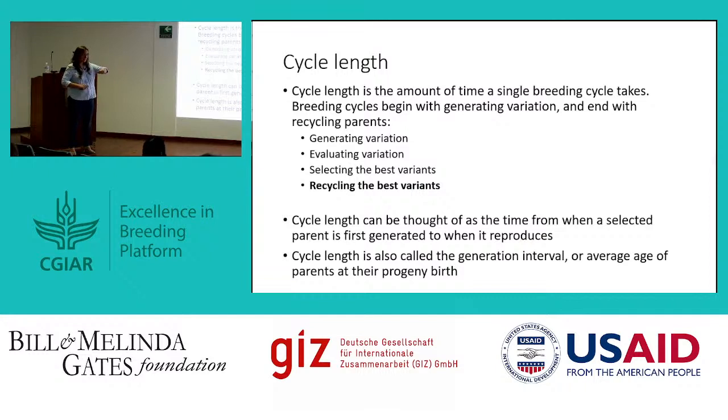So that breeding cycle begins with generating variation, like we saw in the first slide, and it ends when you recycle the parents. So just like those steps we were seeing before, we need to recycle the best variants. You can think of cycle length as the time from when a selected parent is first born to when it reproduces, okay? The time from when it's born to when it has its progeny. It can also be called the generation interval, or the average age of parents at their progeny birth, okay? If you have parents that are reproducing at different times.